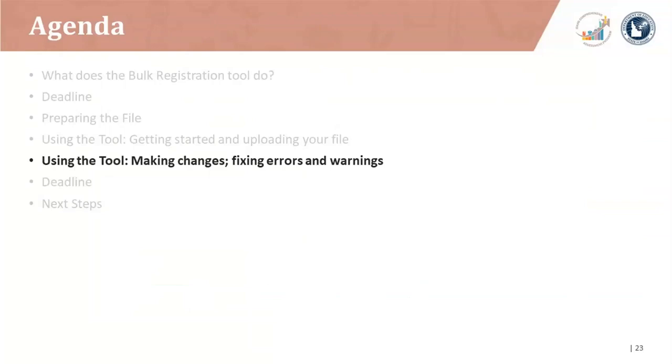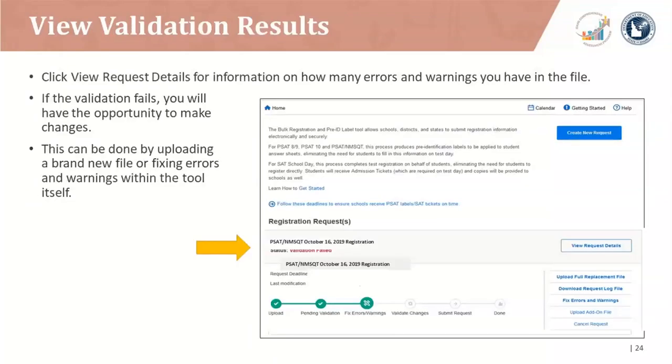Sometimes the bulk registration upload will have errors or warnings, or changes will need to be made. If you receive a message that you have errors, click View Request Details for information on how many errors and warnings you have in the file. If the validation fails, you'll have the opportunity to make changes. You can either upload a brand new file or fix the errors or warnings within the tool itself.